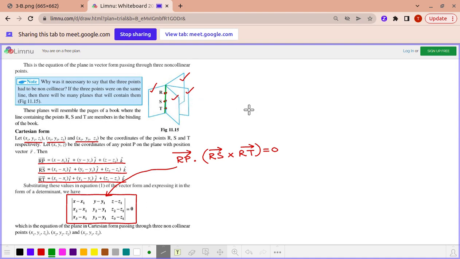So then we cannot find a unique plane passing through 3 collinear points. So to find the equation of the unique plane, the 3 points which are given must be non-collinear.